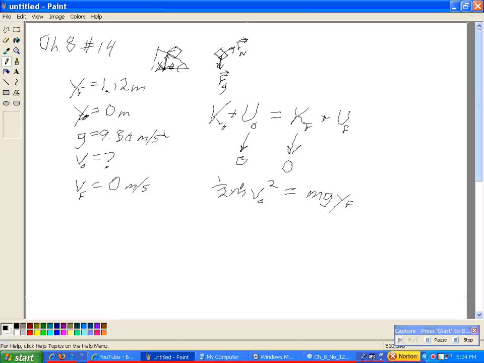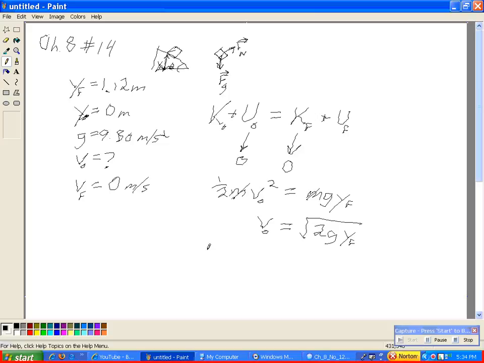Once again, it didn't matter how heavy the sled was. We can divide the mass out. We want to find the initial velocity. We do the algebra and we find it's the square root of 2 g y final.